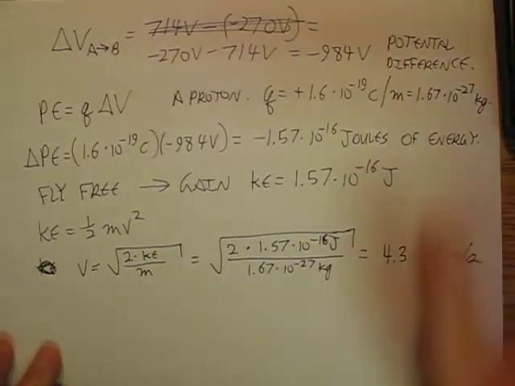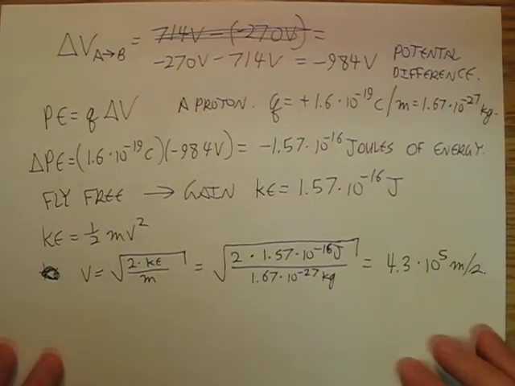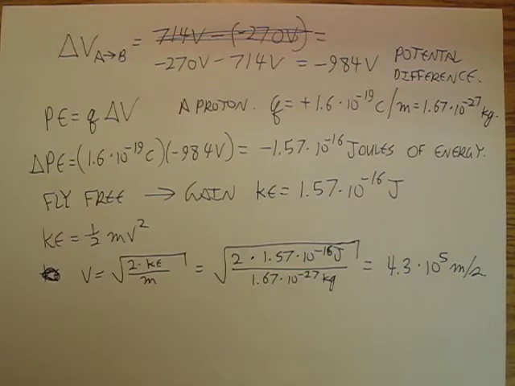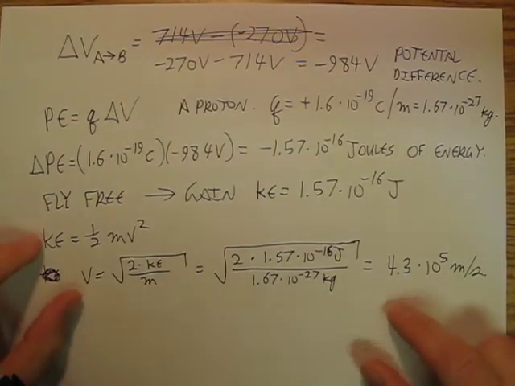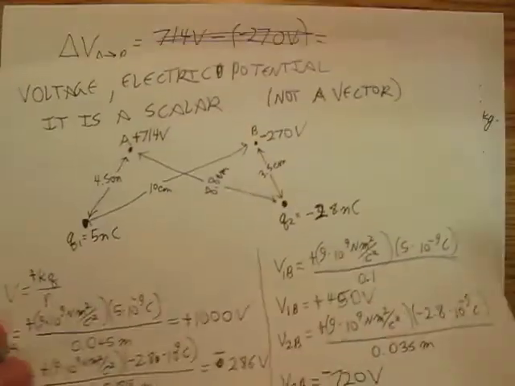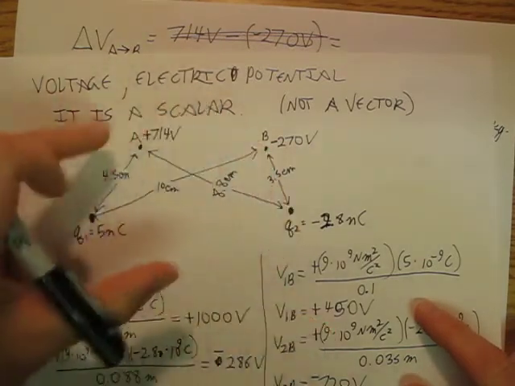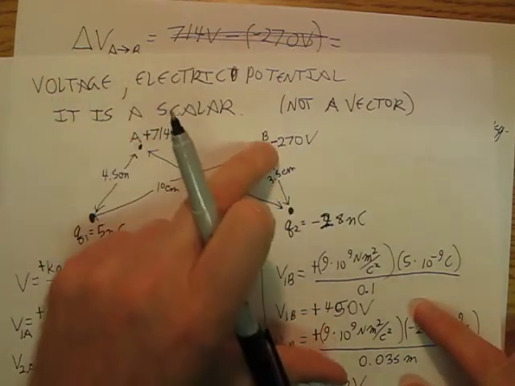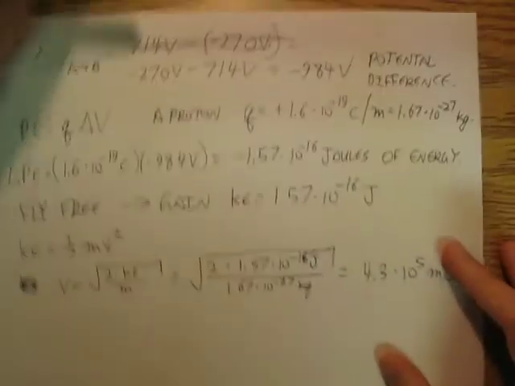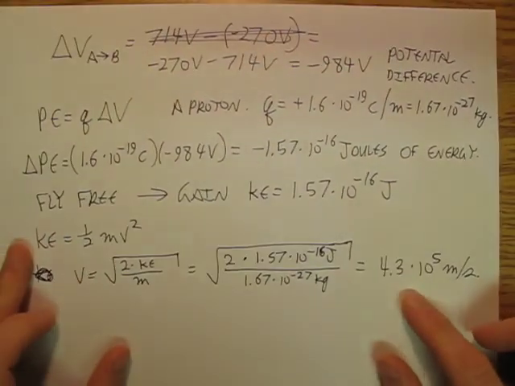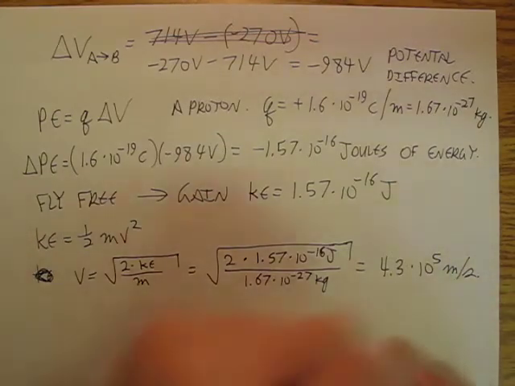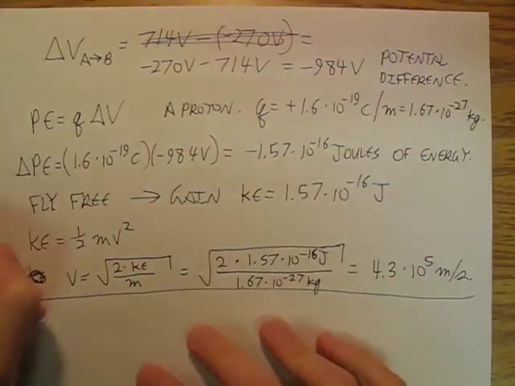And now just a quick note, because we're dealing with this. I'm going to say that if I just let a proton fly from point A to point B, when it gets to point B, it's going to be traveling at 4.3 times 10 to the 5th meters per second. Now, quick note.